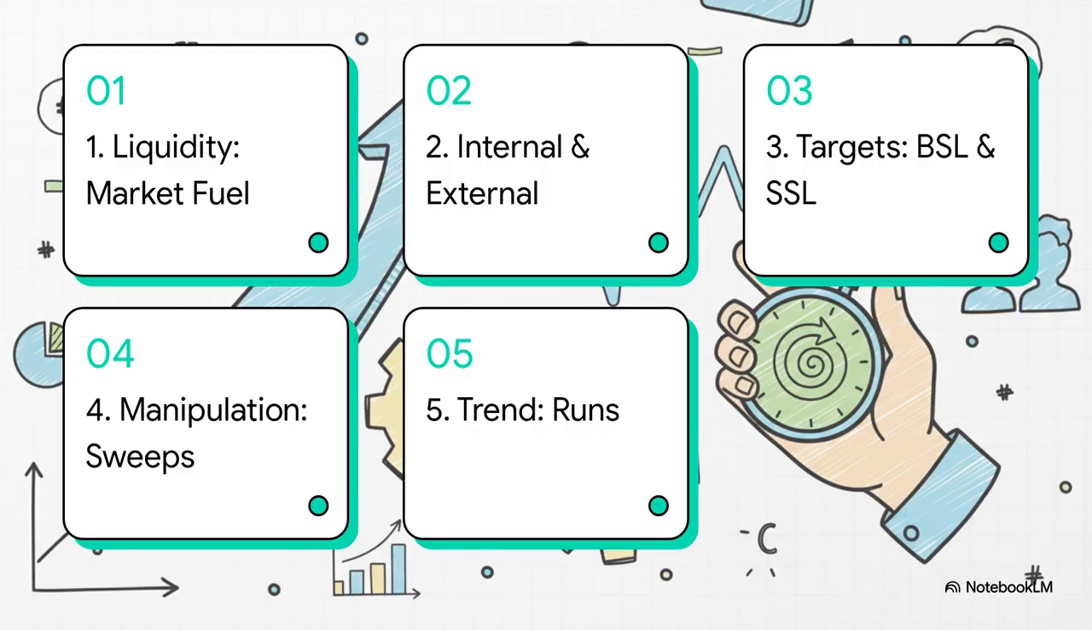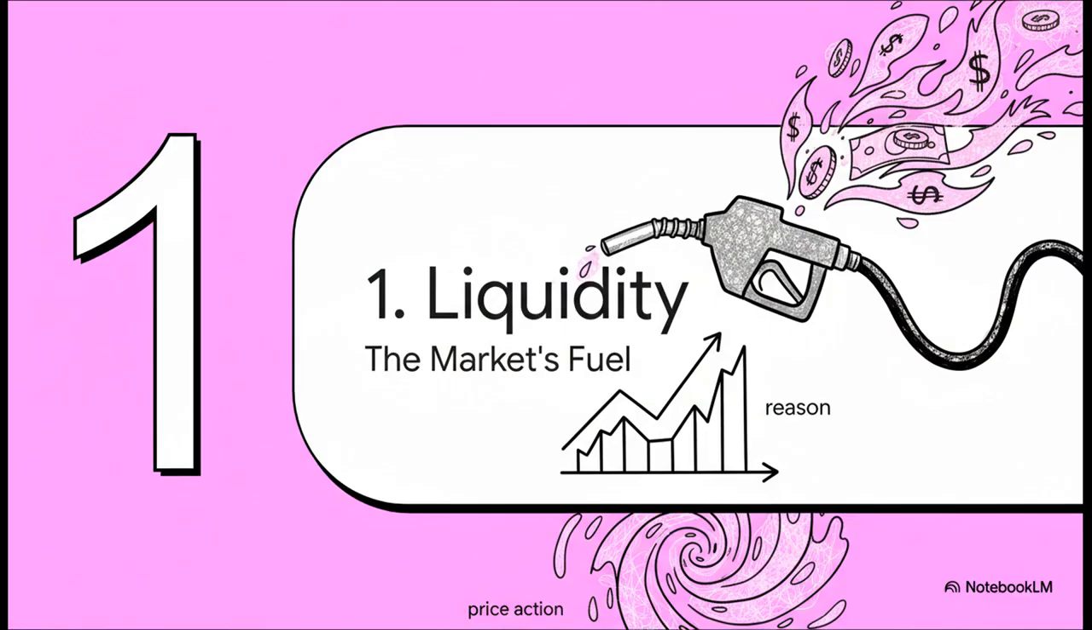So here's what we're going to tackle. First, we'll establish why liquidity is literally the market's fuel. Then we're going to break down the two main types you need to know, internal and external. From there, we'll pinpoint the specific targets, BSL and SSL. And finally, we'll look at the two big ways price deals with these levels, the sneaky sweep and the powerful run.